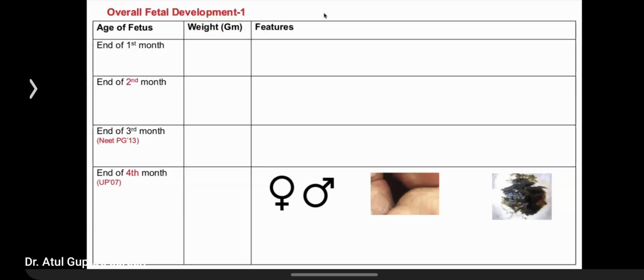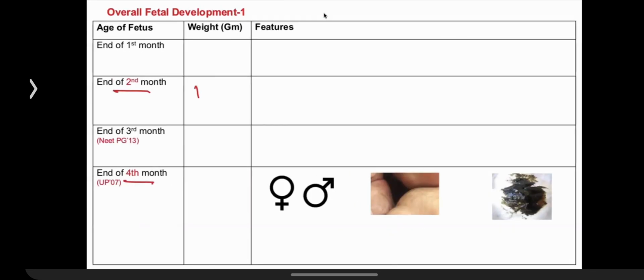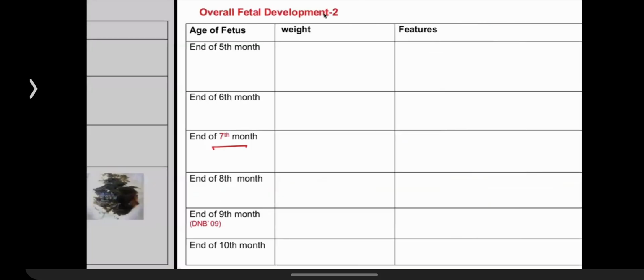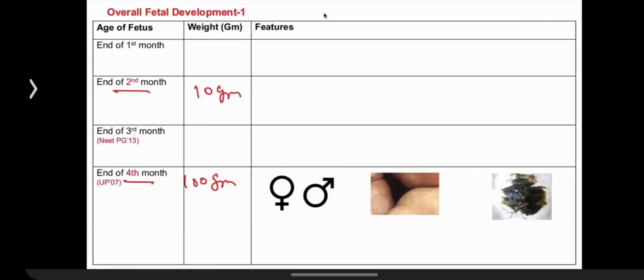So for the weight, just remember three weights. 2, 4, and 7. 2, 4, 7: 10 gram, 100 gram, and 1000 grams. Okay, 2, 4, 7. End of first month, hardly any feature.